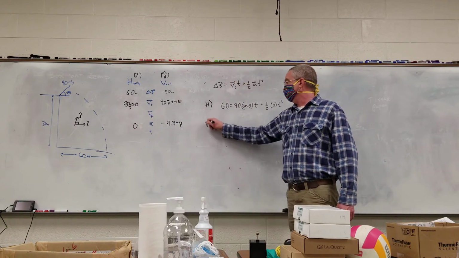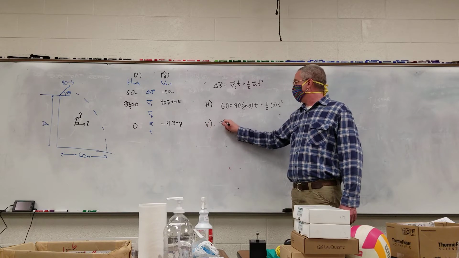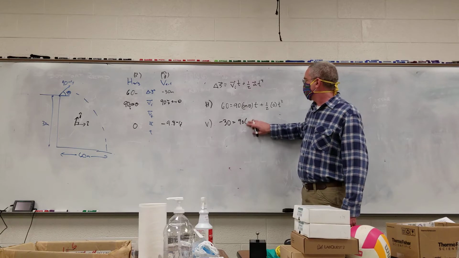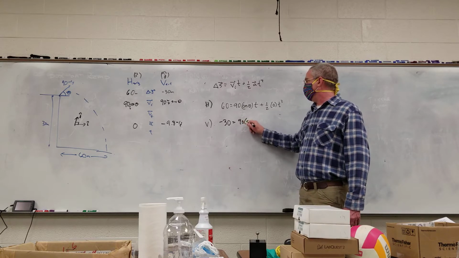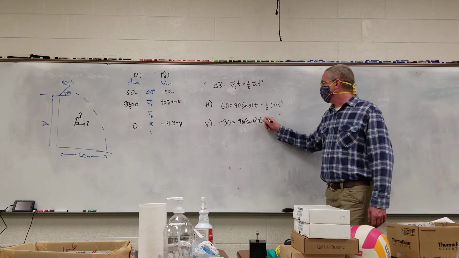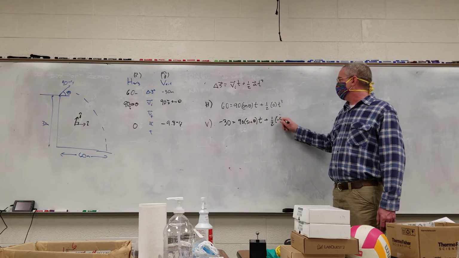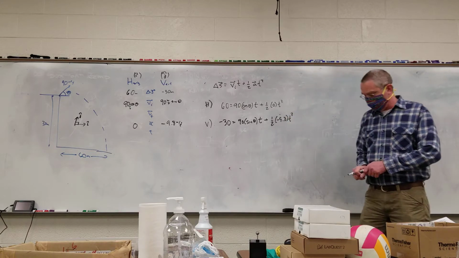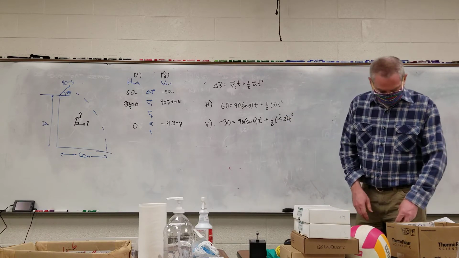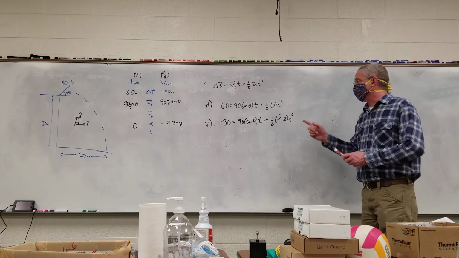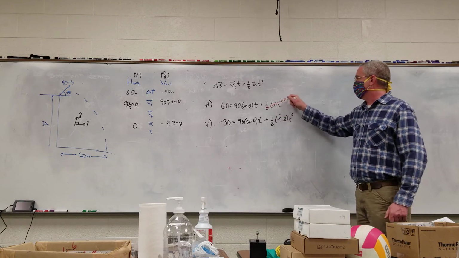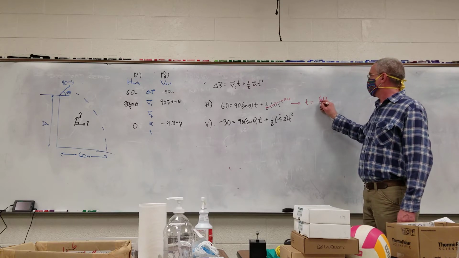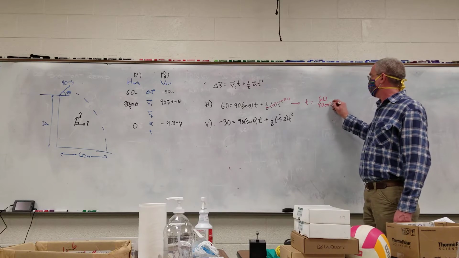Vertically, we have negative 30 is equal to 90 times the sine of theta times time plus 1/2 times negative 9.8 times time squared. We have two equations, two unknowns. So I'm going to solve for time in the first equation. I know that this equals 0, and so time is equal to 60 over 90 cosine of theta.